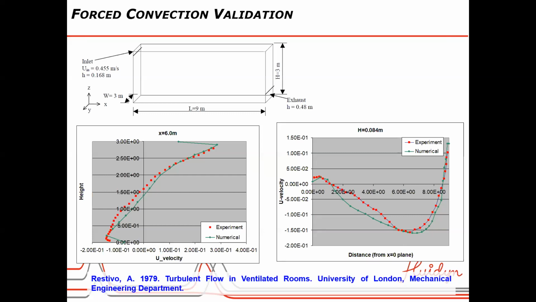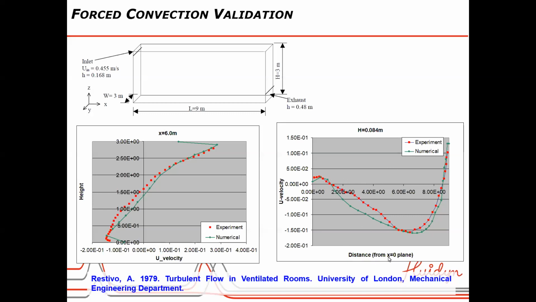I'll show a few ventilation validation cases. This is one particular forced convection. We are specifying some inlet velocity conditions here. The width and length are around 9 meters, and the height is 3 meters. This is the exhaust. The fluid enters from the top and leaves through the exhaust. In this case we have measured the u direction velocity along the height at x equal to 6 meters, and how the velocity is distributed. We have compared the numerical result with the experiments.